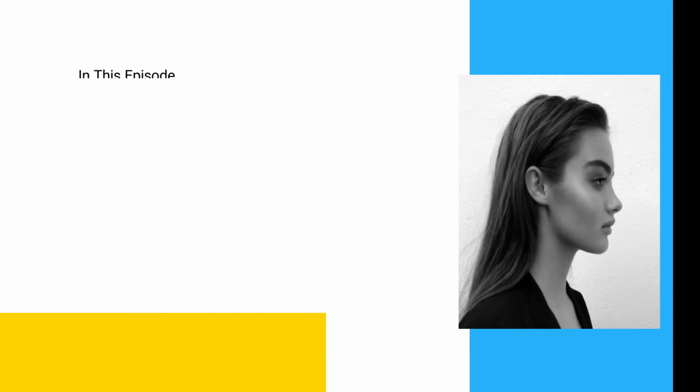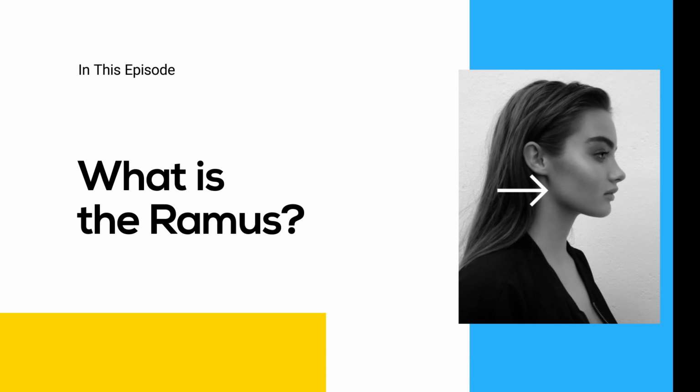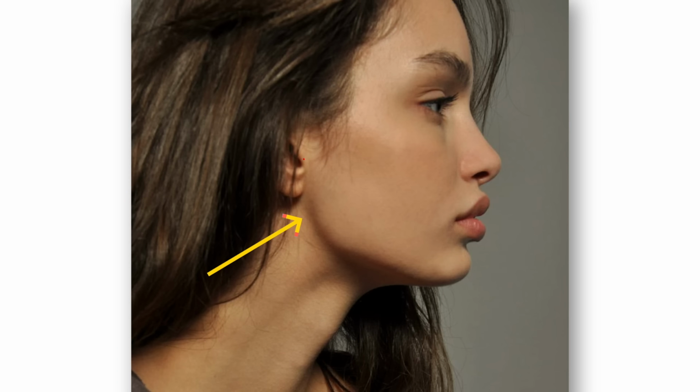So firstly, what is the jaw ramus? The ramus, or the rami in plural, is the bone formation that joins the lower jaw or the mandible to the rest of the skull. The reason why a tall and defined ramus is important is because of its shape and positioning.